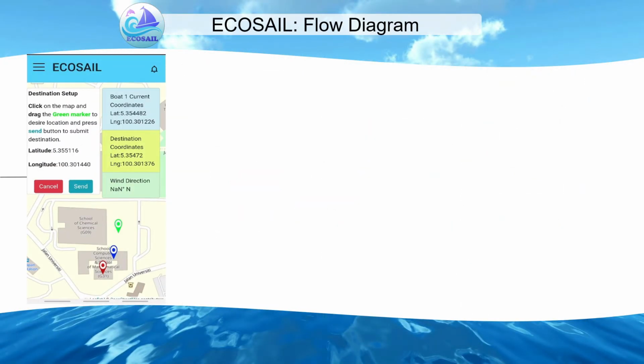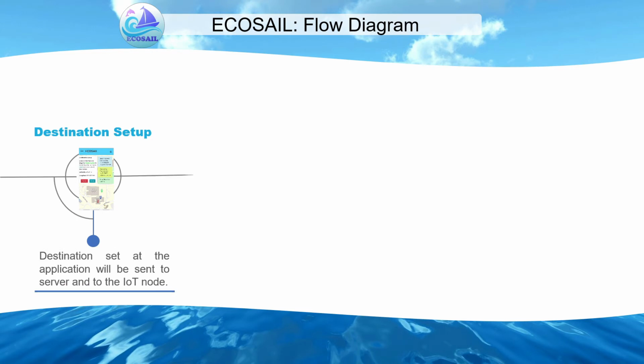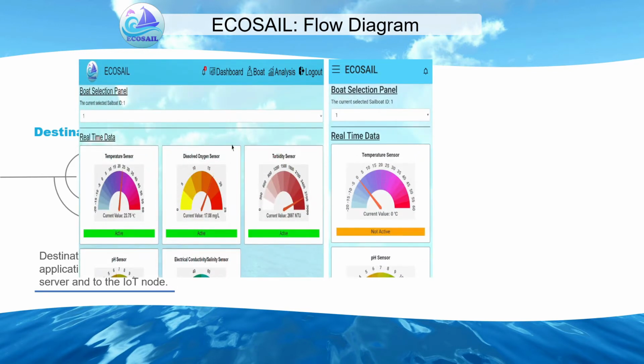After that, we assume all the hardware systems have been set up and the sensors are in good status. Then the user has to authenticate or register a new account if he doesn't have one. He or she will then set up the boat destinations, and this destination data will be sent to the IoT node. The IoT node receives this destination data, will straight away launch the navigation and upload the sensor data to the cloud. Then the real-time data can be viewed on the dashboard in the application.